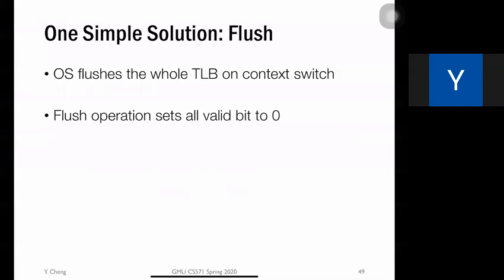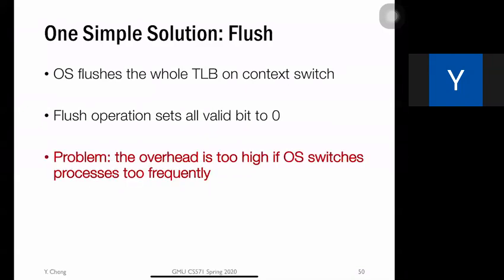As I've already mentioned, one simple solution is that whenever you perform a context switch, you perform a full flush of the TLB content to evict everything, and we start off with an empty TLB by setting all the valid bits of the TLB entries to 0. But the problem with this approach is that the performance overhead is too high, because the very first set of memory accesses for the new process are all TLB misses. That introduces performance overhead for the newly brought-in process.